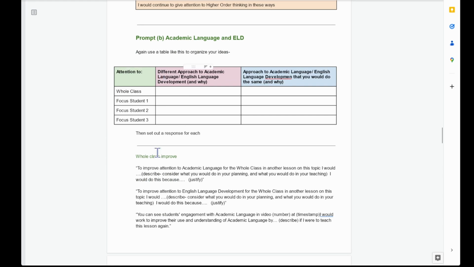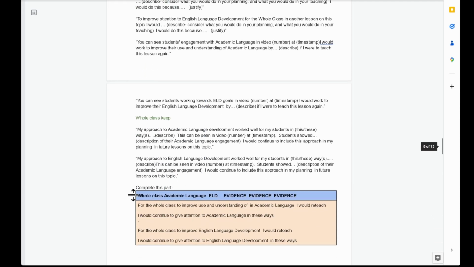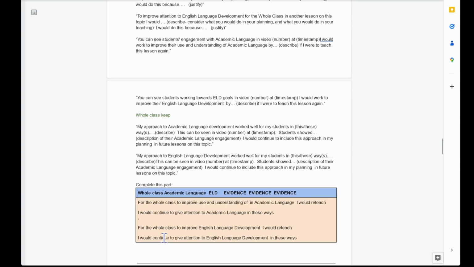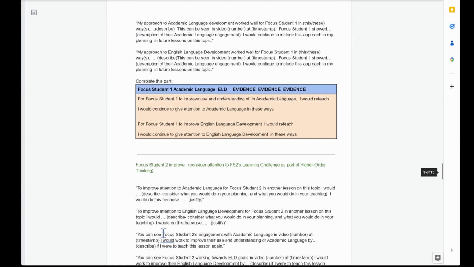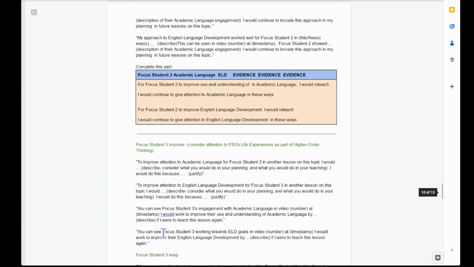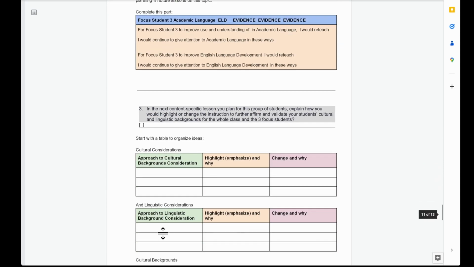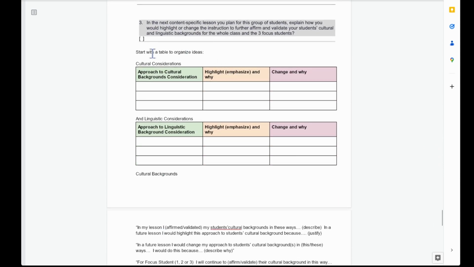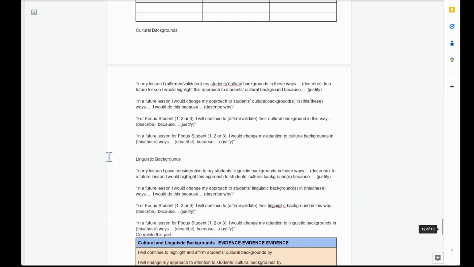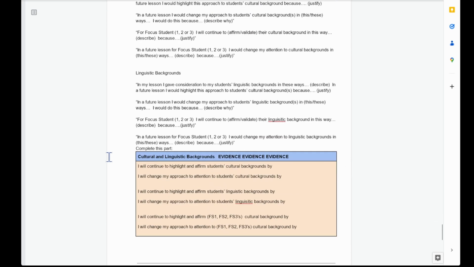And then you can see I continue. For this template, there's a prompt around academic language and ELD. And you can see for the whole class, I would like to improve these things with academic language and ELD. Again, keeping and what to let go for each of them. And then this prompt, prompt 3, is about affirming and validating students' cultural and linguistic backgrounds, a little space to work these out, and some suggested starters and some workspace.